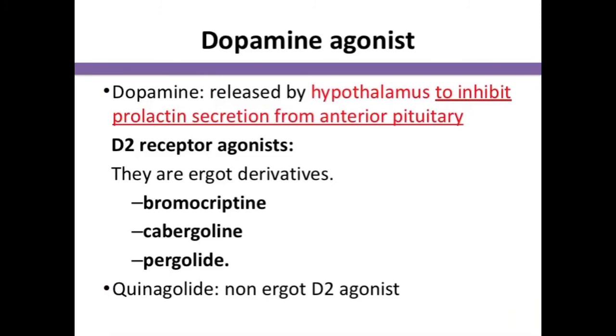Dopamine agonists, firstly, dopamine is released by the hypothalamus to inhibit prolactin secretion from the anterior pituitary. Dopamine receptor agonists are ergot derivatives such as bromocriptine, cabergoline, and pergolide. A more detailed explanation as to what ergot alkaloids are is in your notes, and a non-ergot derivative of a D2 agonist is quinagolide.